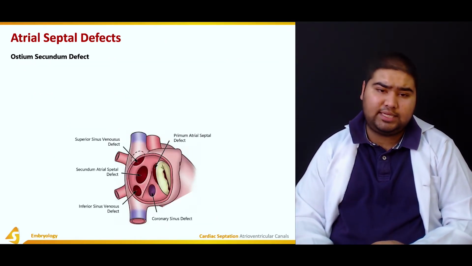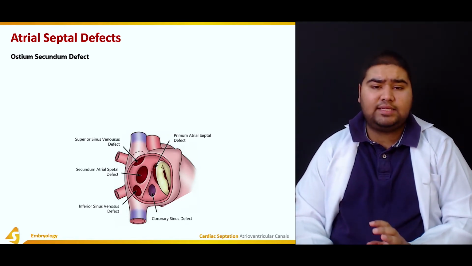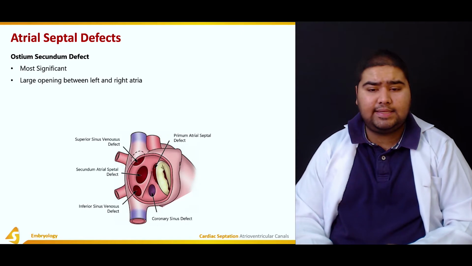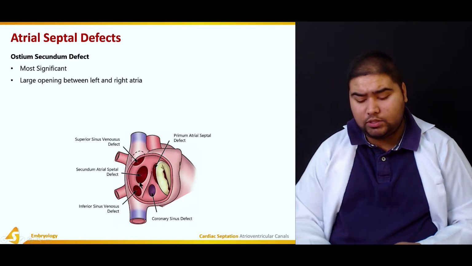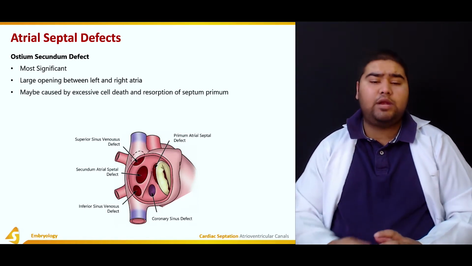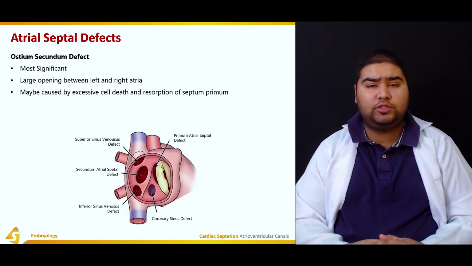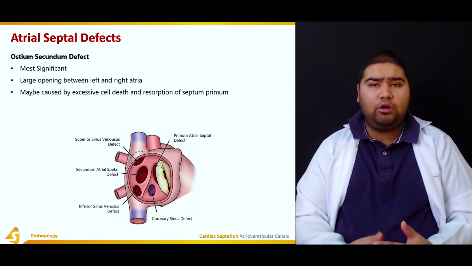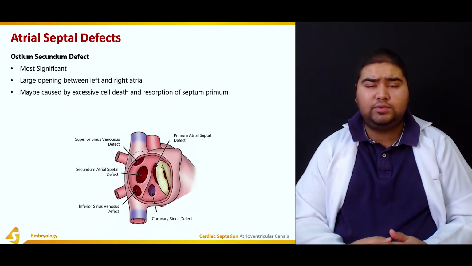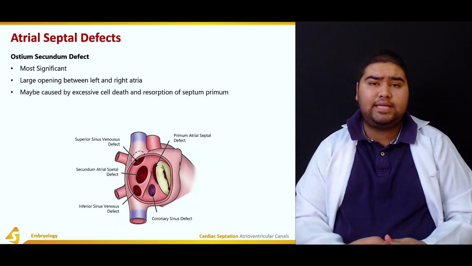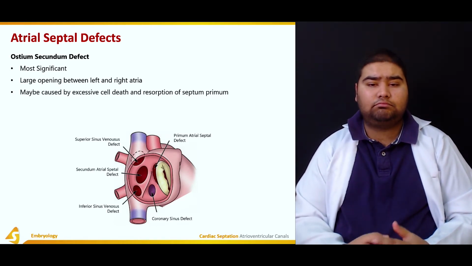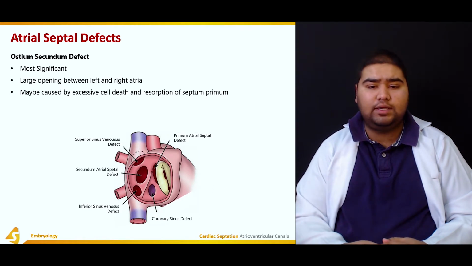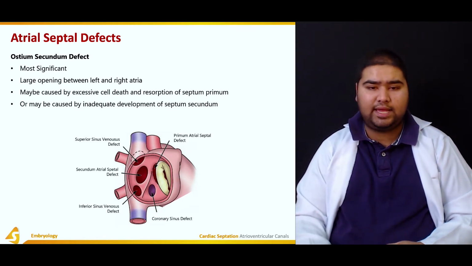Now let's talk about atrial septal defects. Ostium secundum defect is a very significant defect. It is a large opening. This is the secundum atrial septal defect, this one. It is a large opening between the left and the right atria. It may be caused by excessive cell death and resorption of the septum primum. As we already know, the ostium secundum is formed by resorption and cell death in the upper portion of the septum primum. So if there's an excess of resorption and cell death in that region, it may lead to this atrial septal defect of the secundum kind.